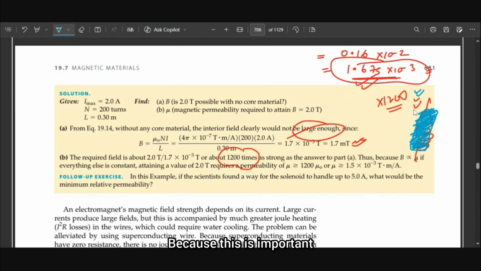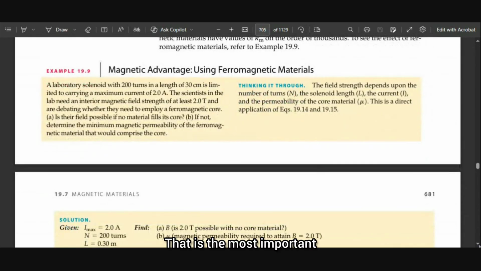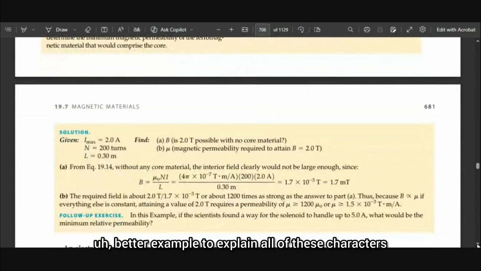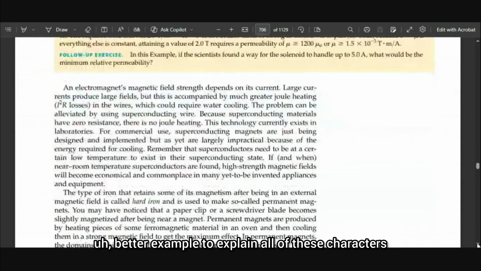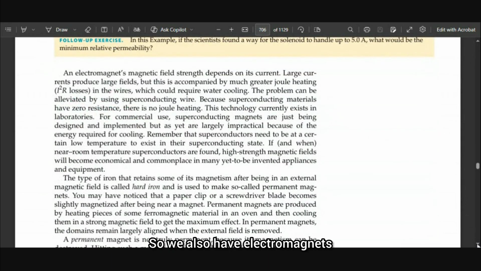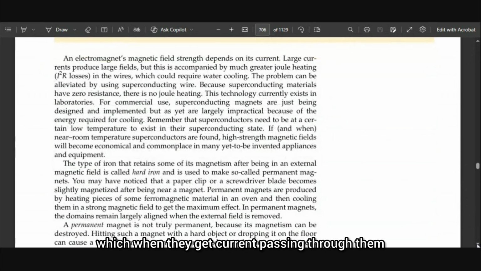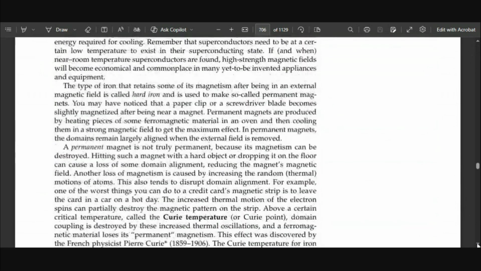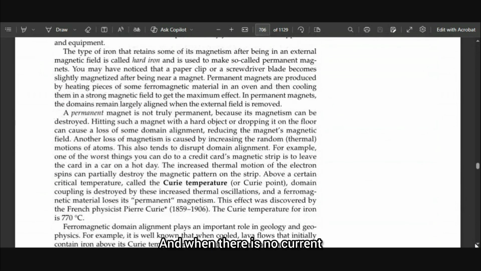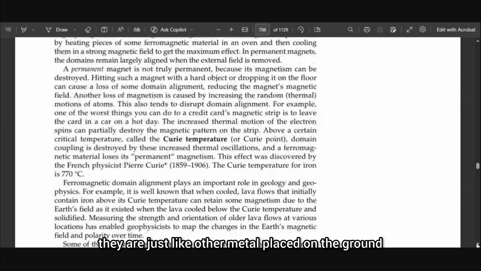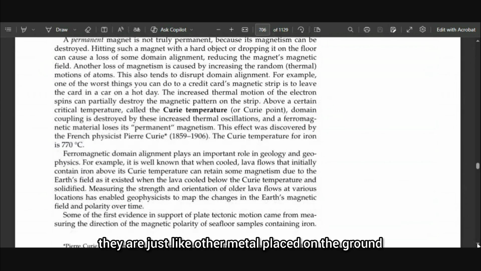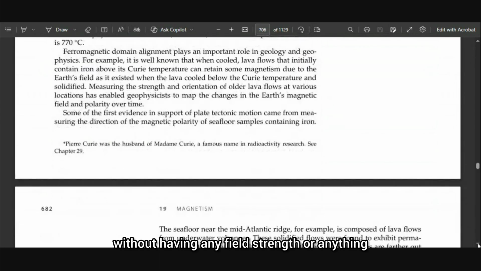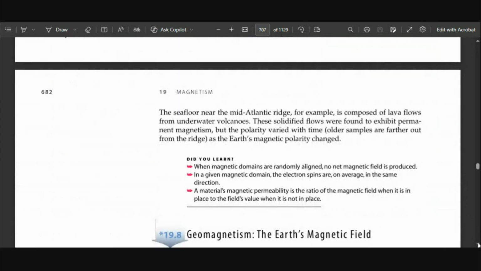Does this make sense? Because this is important, the application part, like how and why we are doing this. That is the most important, or you can say, better example to explain all of these characters. We also have electromagnets, and electromagnets are those kind of materials which, when they get current passing through them, their magnetic strength appears. And when there is no current, they are just like other metal placed on the ground without having any field strength or anything.